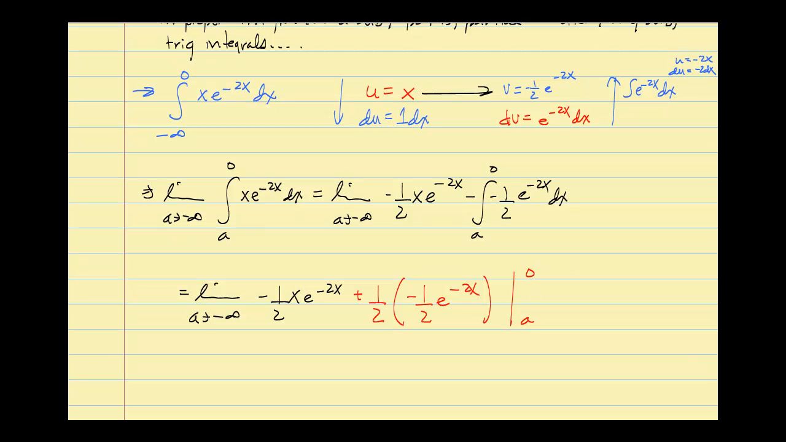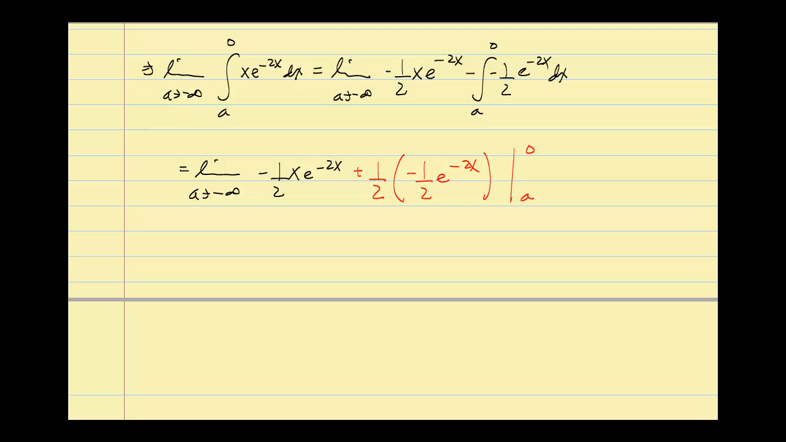So we need to do quite a bit of simplification here before we can effectively take that limit. This is equal to the limit as a approaches negative infinity of negative 1/2 x e to the negative 2x. Now minus a negative, or sorry, positive times a negative is a negative 1/4. But this e to the negative 2x I'm going to flip: e to the negative 2x in the numerator becomes e to the positive 2x in the denominator, and this is evaluated from a to 0.